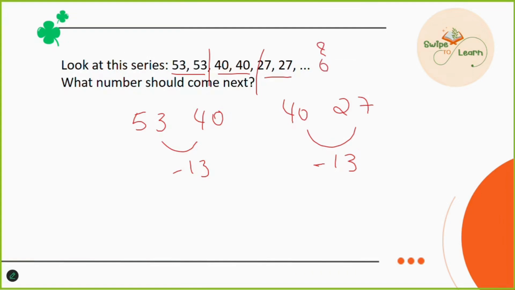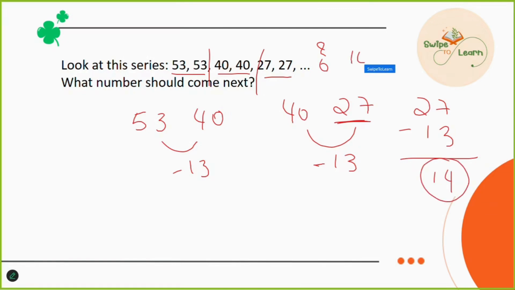So okay, now what we do is we'll subtract 13 from this 27 again. So 27 minus 13. What would be the answer? The answer would be 14. So the next term should be definitely 14. What will be the next term? See, we can see that numbers are appearing twice. So again 14 must be the answer.